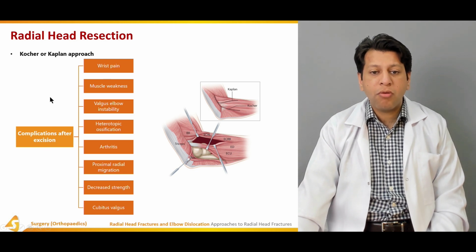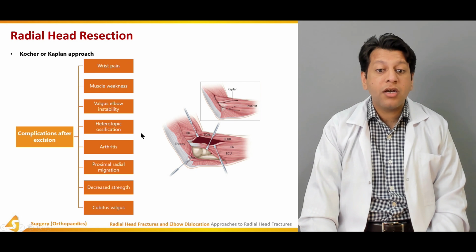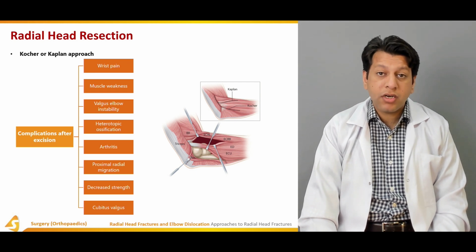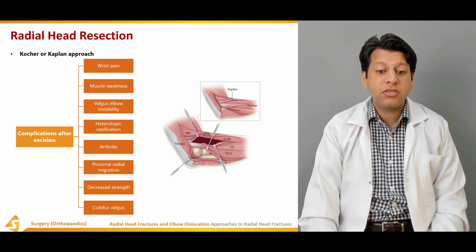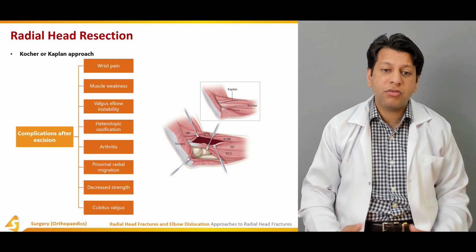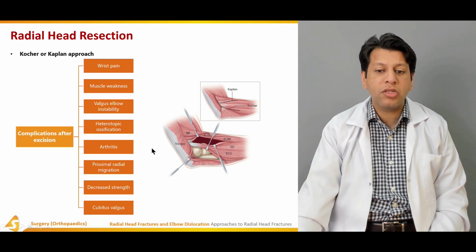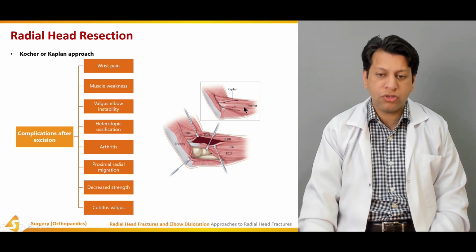The most common complications are wrist pain, muscle weakness, valgus elbow instability, heterotopic ossification, arthritis, proximal radial migration, decreased strength, and cubitus valgus at times as well. So these are all possible with the Kocher or Kaplan approach, especially because we are going towards the elbow anterior laterally in the form of Kaplan or posterior laterally in the form of Kocher.